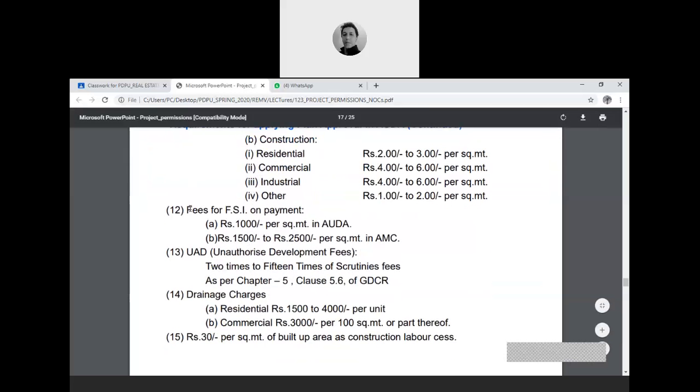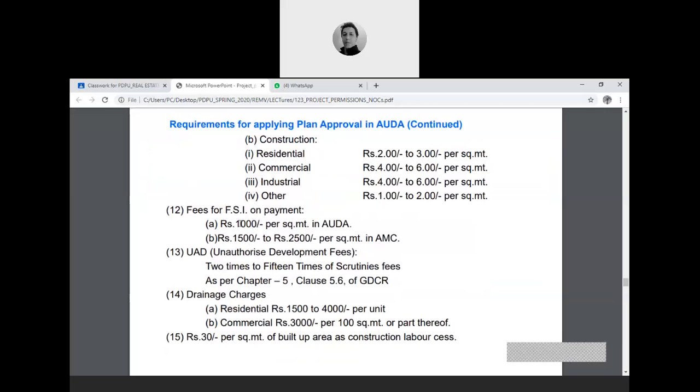You also have to pay for additional FSI if you're buying additional FSI. This was the old data for buying paid FSI. Sometimes it's 25%, sometimes it's 50% of the existing FSI, whatever is available as per the building bylaws and norms. And usually that is subject to the zone it is in.